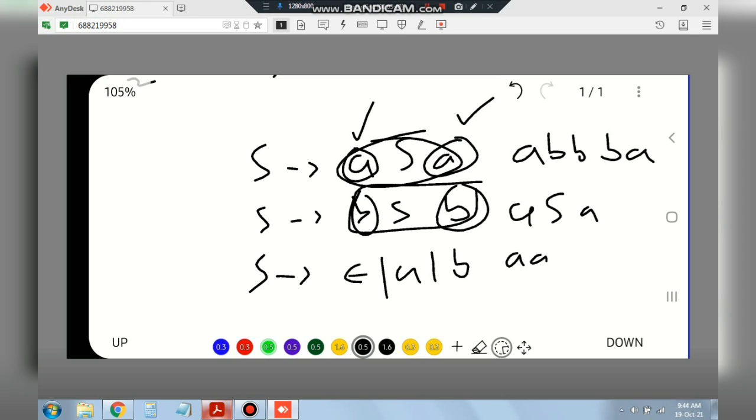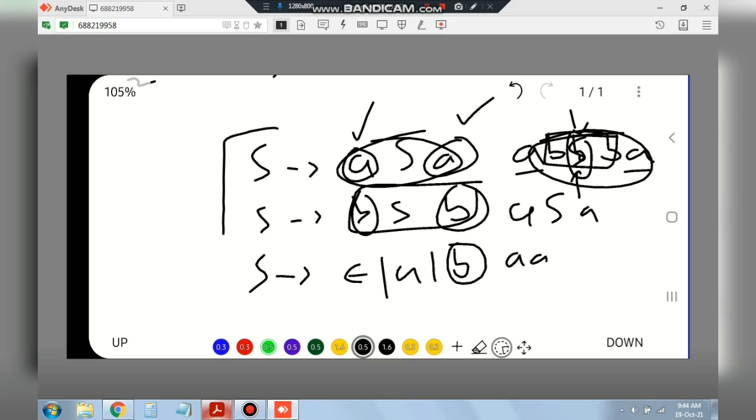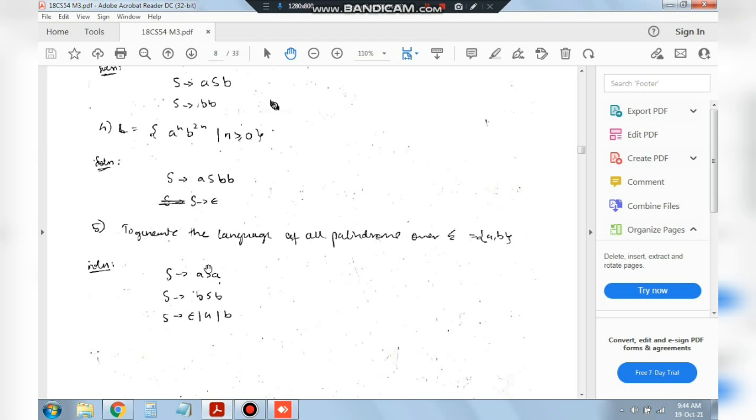Considering this string here, first we'll take A as A, and instead of S we'll write B as B. Then instead of S we'll write S in between B and B, and instead of S we'll substitute B from here. Okay, so we'll get a palindrome here. So by using these three strings we can generate the palindrome. These are the three strings which we have to write for this question.